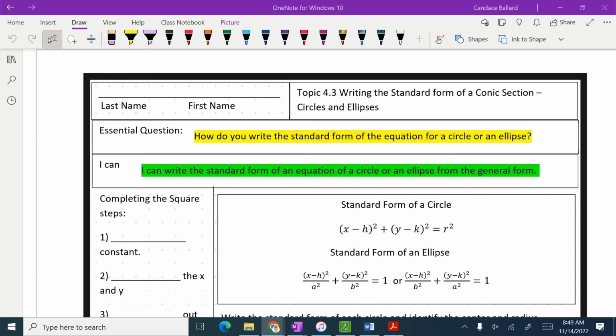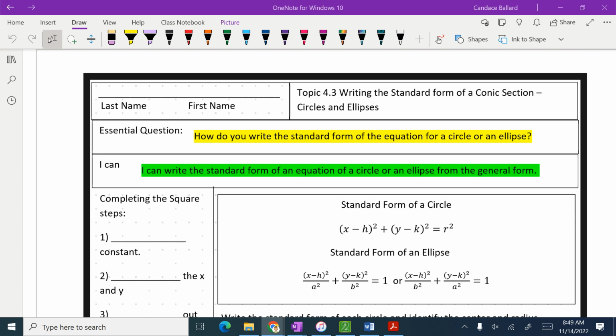Okay, let's see. Stephanie, can you read us the essential question? Perfect. And Vanessa, can you read us the I can statement? I can write the standard form of a circle or an ellipse from the general.